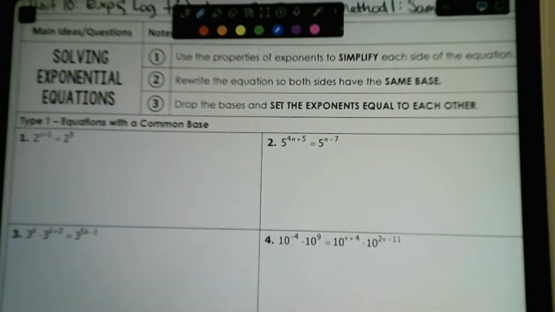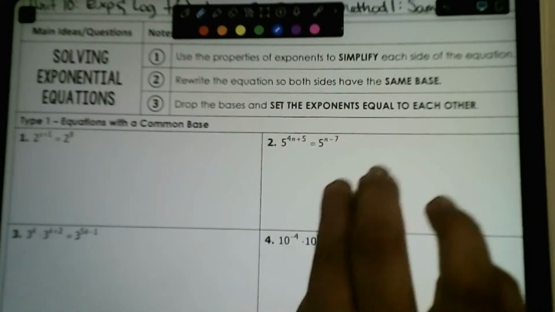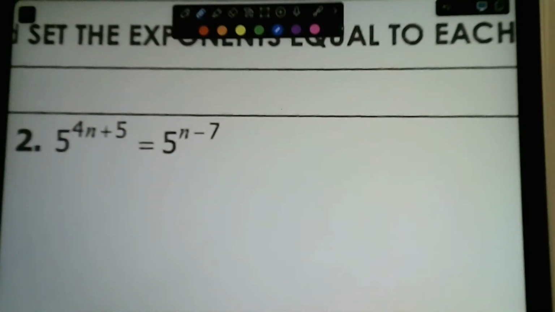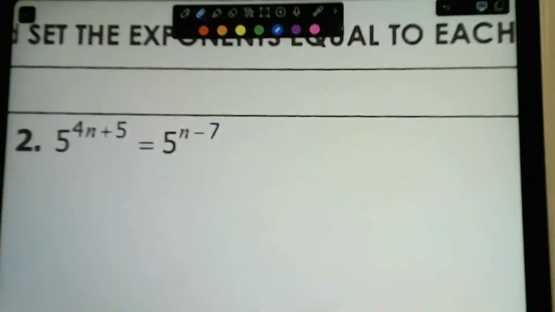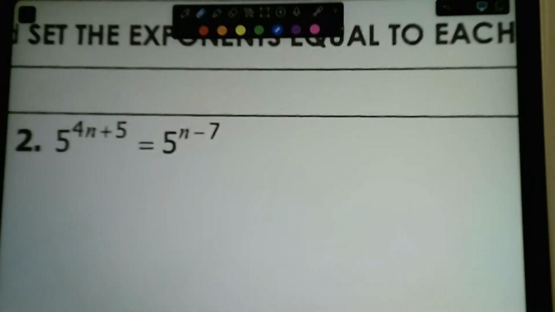We've got 1, 2, 3, and 4. I'd like to start with 1 or 2 first. Which one would you like to see? 1 or 2? 2. Okay, step number 1, simplify. Any simplification that needs to happen? Not yet. There's no simplifying. We don't have bases multiplied together. That's what we're looking for.